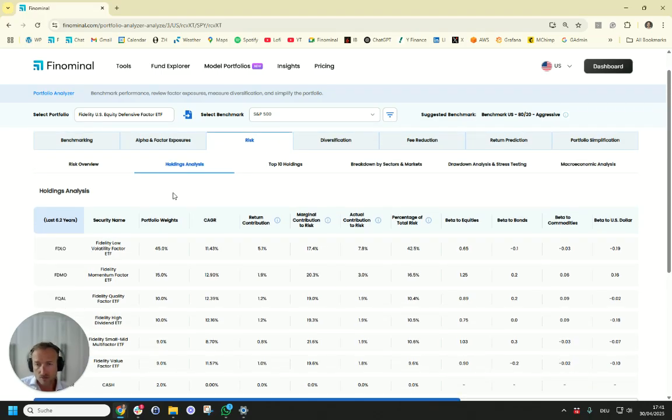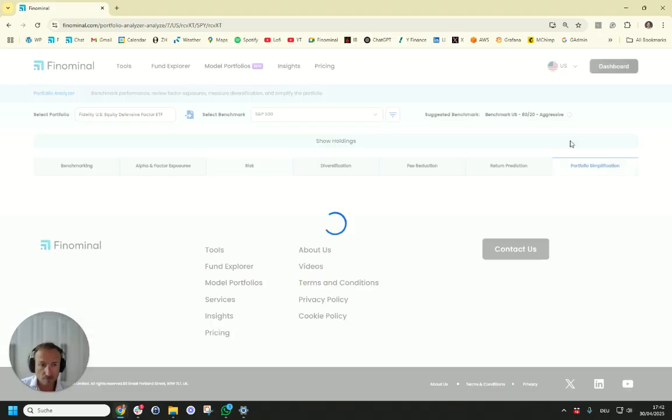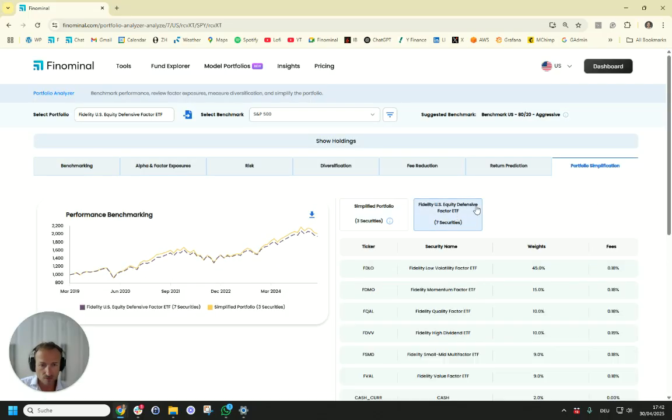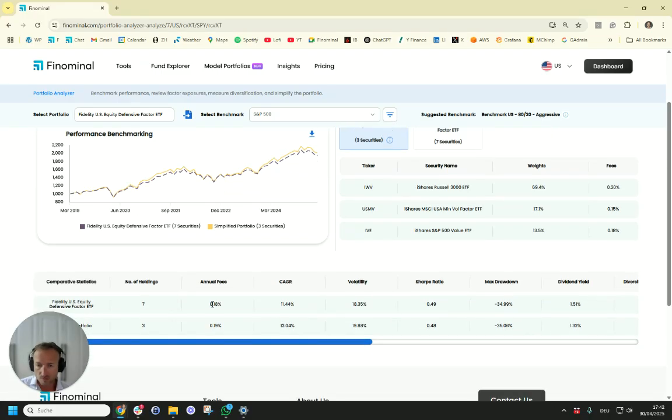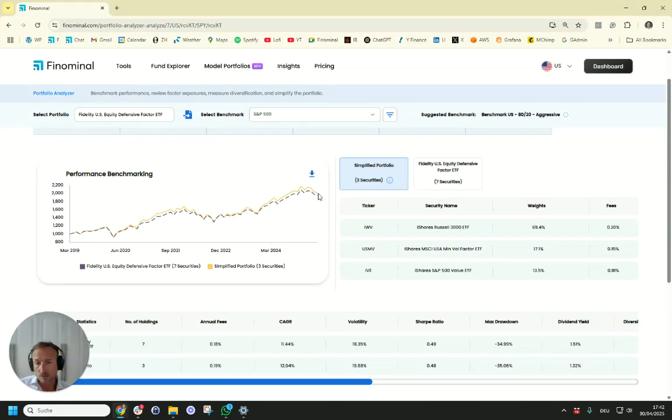Now, this is a little bit in terms of looking at the portfolio from a benchmark perspective. We can also ask ourselves the question, can this portfolio be simplified? Short answer, yes. As we know, this portfolio has around 7 constituents, but we can simplify this portfolio into just 3 ETFs, which are the Russell 3000 ETF, a mid-vol ETF, and the S&P 500 value. As you can see from a cost perspective, it's almost the same, 18 basis points versus 19 basis points, but you actually would have gotten a portfolio that would have had slightly higher return.